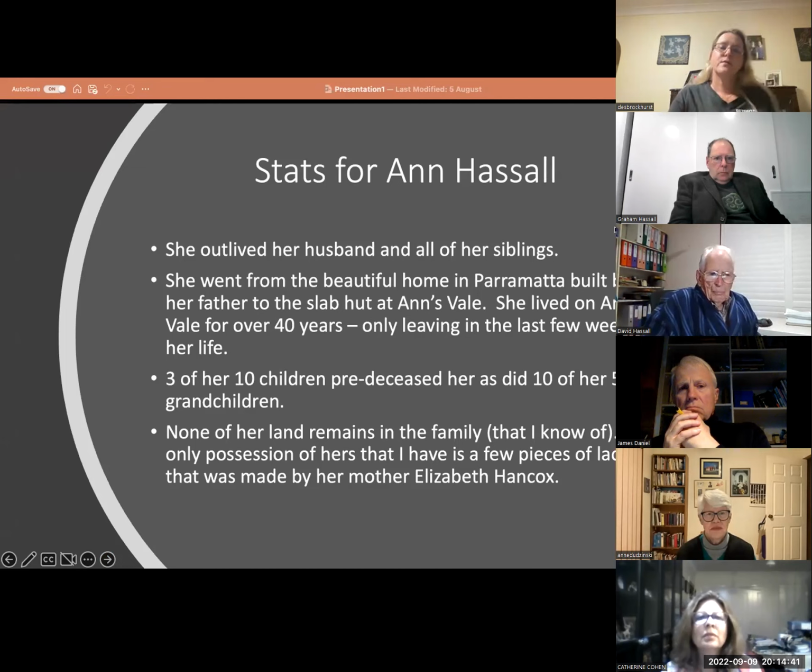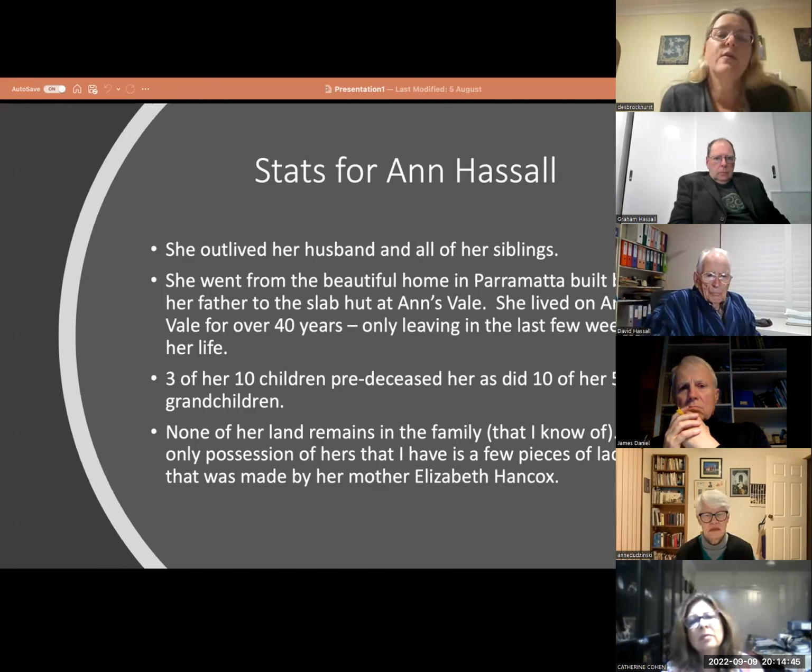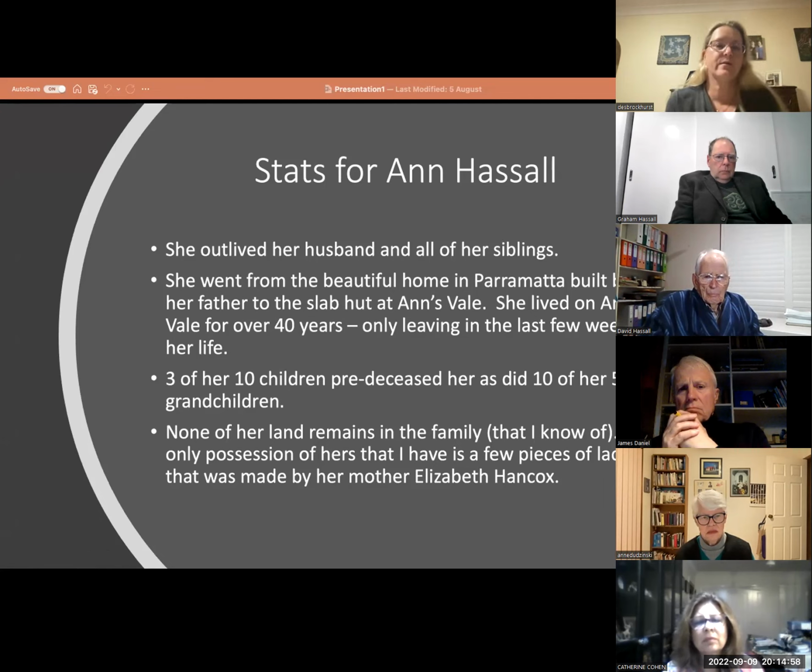So the quick stats for Anne Hassall. She outlived her husband and all of her siblings. She went from the beautiful home in Parramatta, built by her father, to the slab hut at Annsvale. She lived at Annsvale for over 40 years, only leaving in the last few weeks of her life. Three of her 10 children predeceased her, as did 10 of her 54 grandchildren. None of her land remains in the family that I know of.